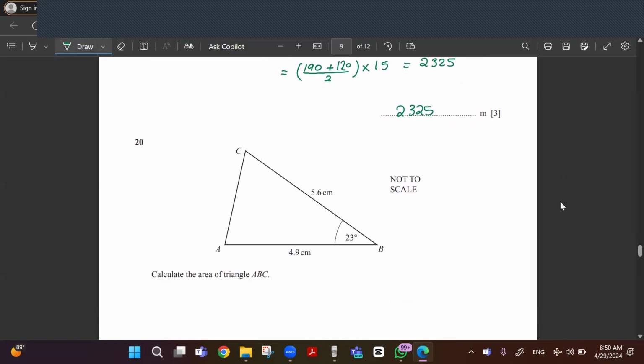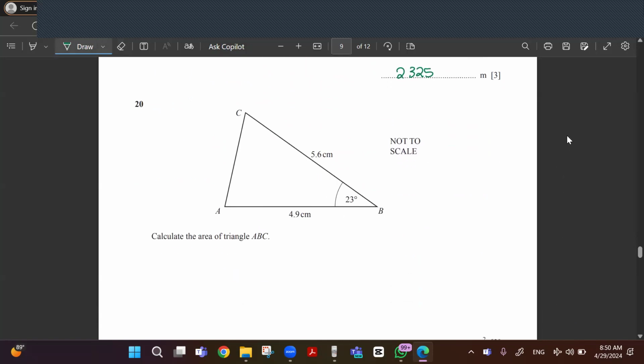Okay. Question number 20. Very easy. Calculate the area of the triangle. We usually say the rule of the area of the triangle is half multiply by base multiply by height. But here, the height should be perpendicular on the base. Do I have here any 90 degree? Do I have here a right angle triangle? So I cannot use this. Otherwise, I can use what? I will write first the rule.